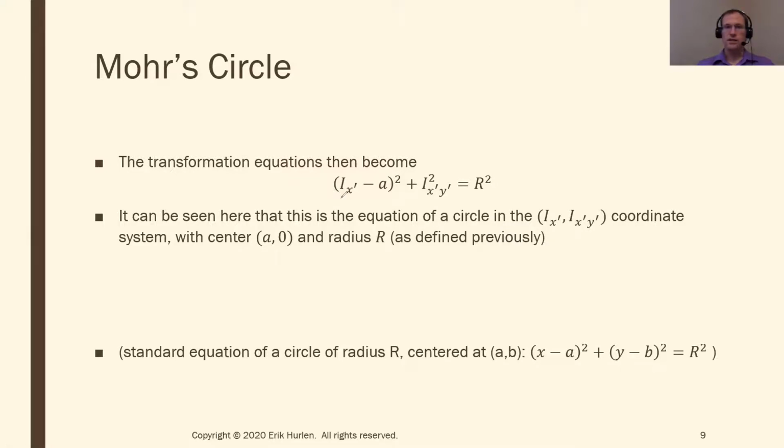And basically Ix' will be like our x variable. A is going to be where the circle is centered along the x-axis. Ix'y' will be like our y variable. No offset for the center. So the center of my circle is going to lie on the Ix' axis, and then the radius of my circle is there as well. So basically what I have is a circle centered at (A, 0), radius R, in my coordinate system that has Ix' as my x-axis and Ix'y' as my y-axis.